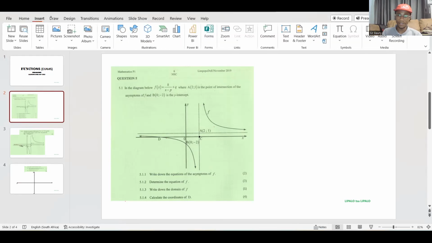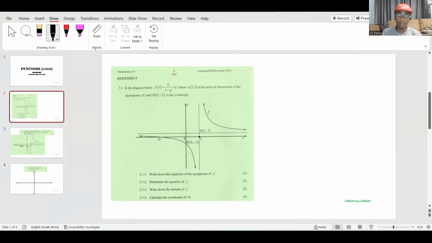Getting to the first question, question 5 of Paper 2. Remember, functions contribute 30% of Paper 2. So 30%, that's a lot. That's like 45 marks. So if you know functions as a topic, it'll be easy for you to accumulate marks there.